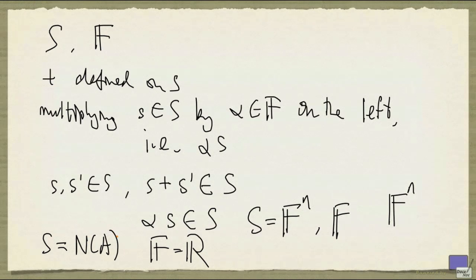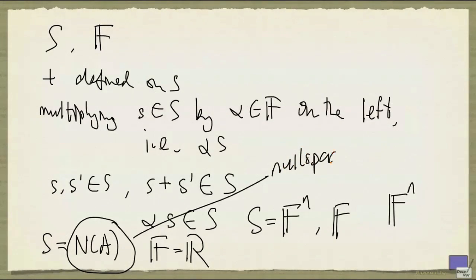Now to end, we'll just mention that N of A actually has a special name. It's called the null space of A. We'll see that given a matrix, there are other vector spaces that you can form from it.